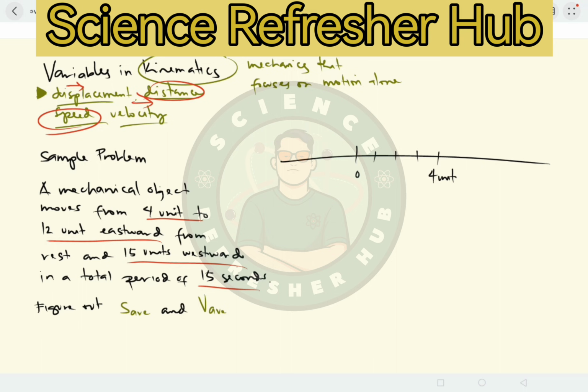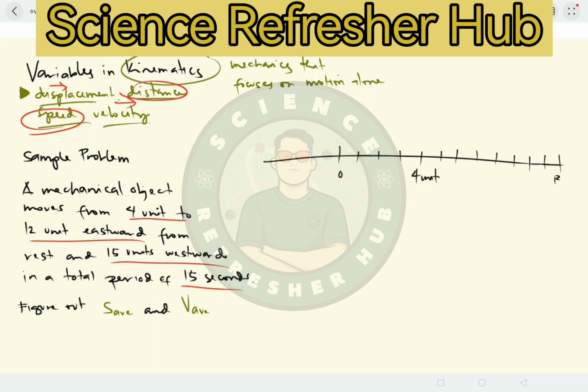Then it moves from 4 unit to 12 unit eastward, meaning you just have to continue the counting from 4: 5, 6, 7, 8, 9, 10, 11, 12. So this is now 12 unit. From 4 to 12 units, that's the motion of the mechanical object going east. Okay, that's how we are going to interpret it.